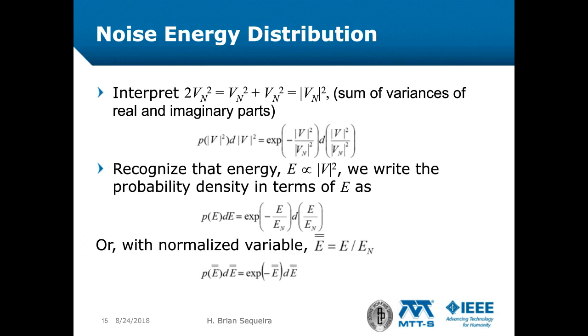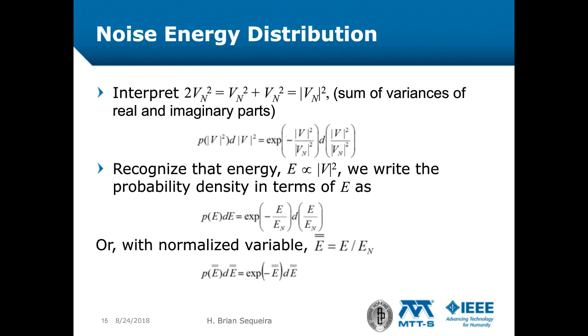First, we interpret 2 v sub n squared as the sum of the variances of the real and imaginary parts of a noise voltage fluctuation and represent this as the variance of the magnitude of the complex noise voltage, magnitude v sub n.